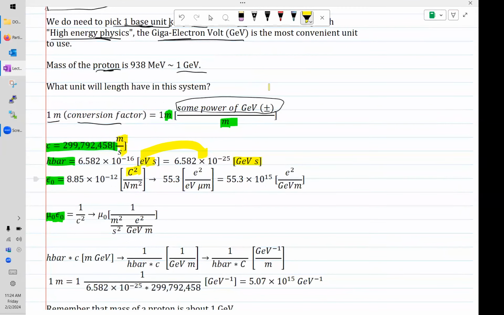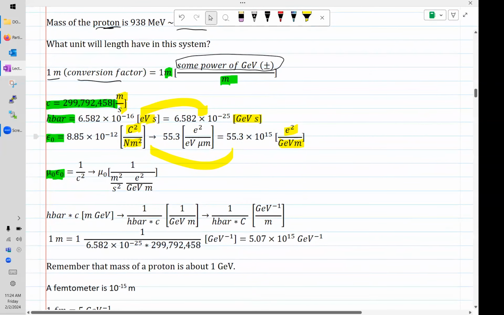Epsilon naught has units of coulombs squared per newton meter squared. In the units that we actually want, it has units of the elementary charge squared divided by giga electron volts per meter. These are just wonky units. Don't worry, you can look all of this up on Wikipedia. So if we want to convert 1 meter into some power of giga electron volts, we have to divide out that meter. So we want to look for something that has a meter in it. Epsilon naught does have a meter in it, but I'm going to start with an easier one.